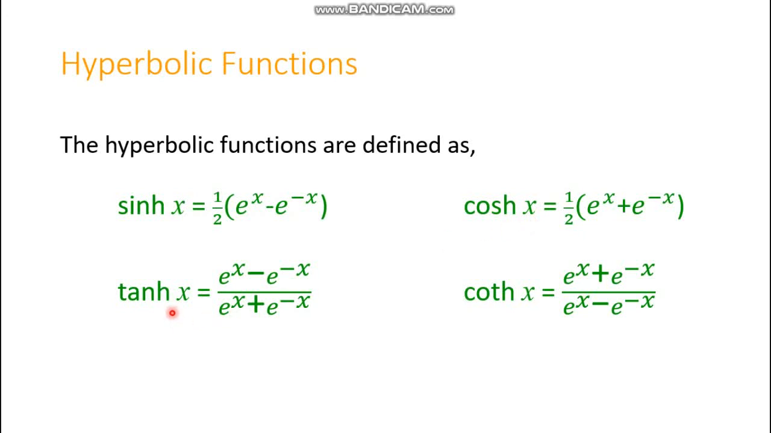For tanh x, in the numerator just put the value of sinh, and in the denominator just put the value of cosh. So the value of sinh is exponential x minus exponential minus x, and the value of cosh x is exponential x plus exponential minus x. So this is the value of tanh x, and the value of coth x is the reciprocal of tanh x. So it is nothing but e to the power x plus e to the power minus x divided by e to the power x minus e to the power minus x.